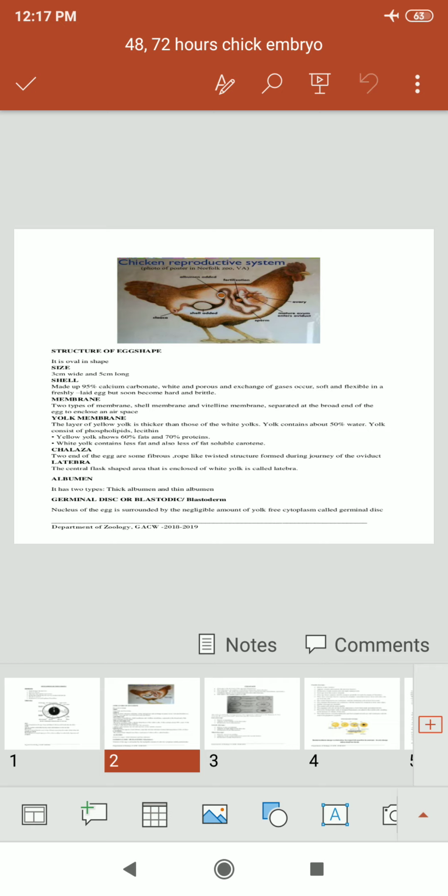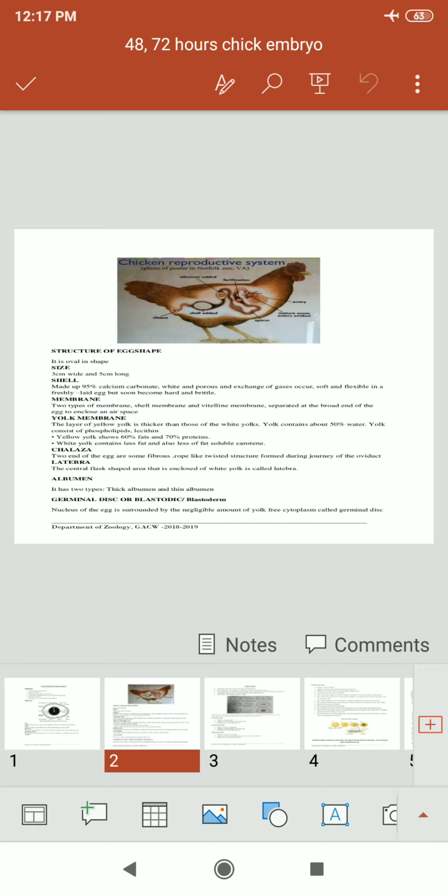The structure of the egg: it is oval in shape. The size is 3 cm wide and 5 cm long. The shell is made up of 95% calcium carbonate. It is white and porous, and exchange of gases occurs. It is soft and flexible in a freshly laid egg, but soon becomes hard and brittle.